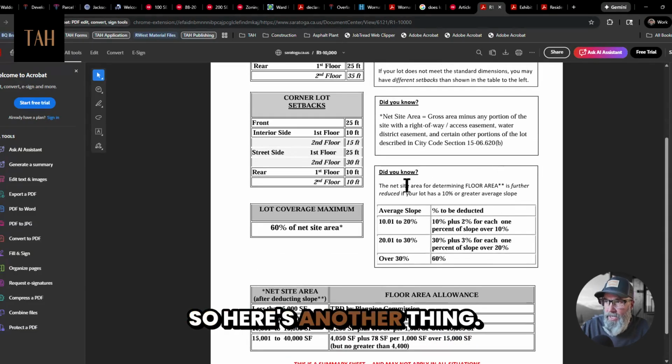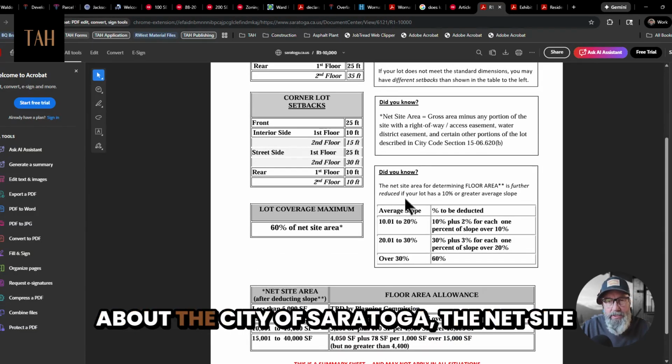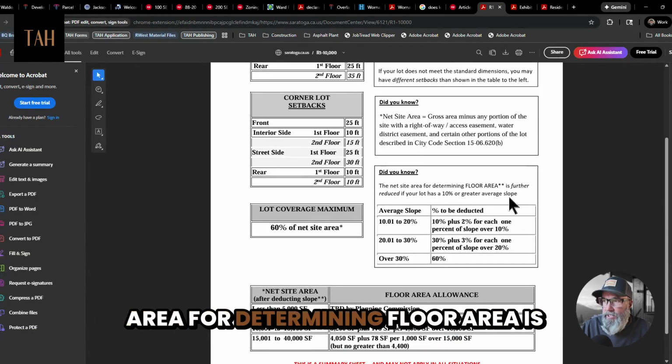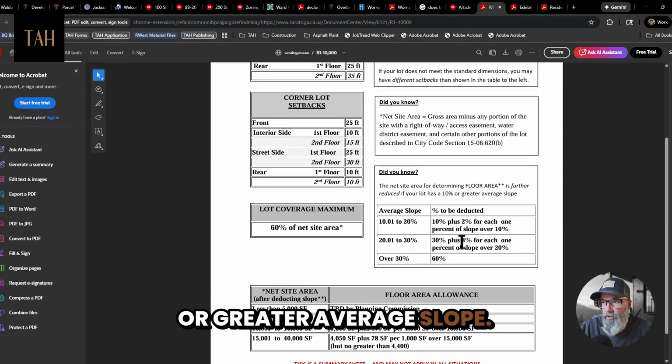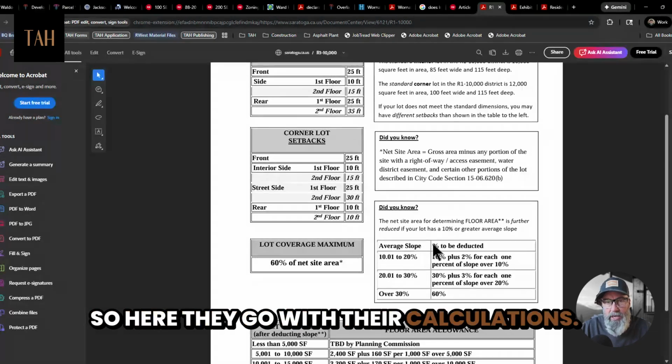So here's another thing. Did you know, and this is what I like about the city of Saratoga, the net site area for determining floor area is further reduced if your lot has a 10% or greater average slope. So here they go with their calculations.